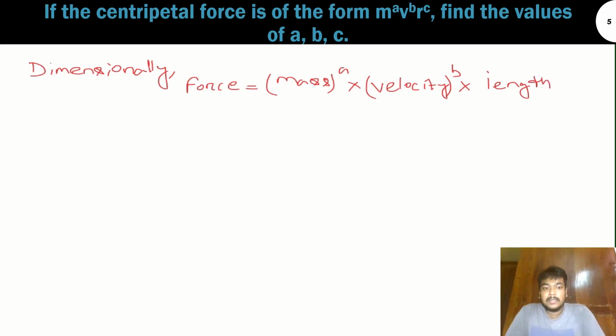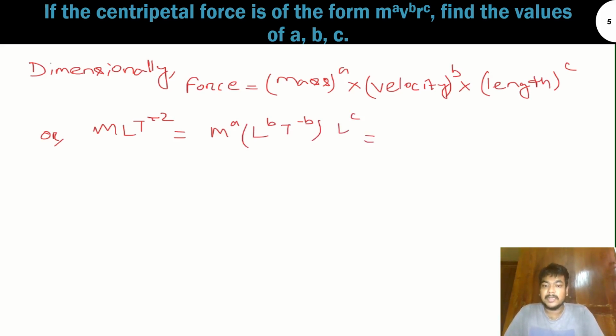So now writing the dimensions of this equation. The dimension of force is M L T to the power minus 2. Dimension of mass is M to the power a, and the dimension of velocity is L T to the power minus 1, so that will be L to the power b and T to the power minus b, and length will be L to the power c. Then that will be M to the power a, L to the power b plus c, and T to the power minus b.